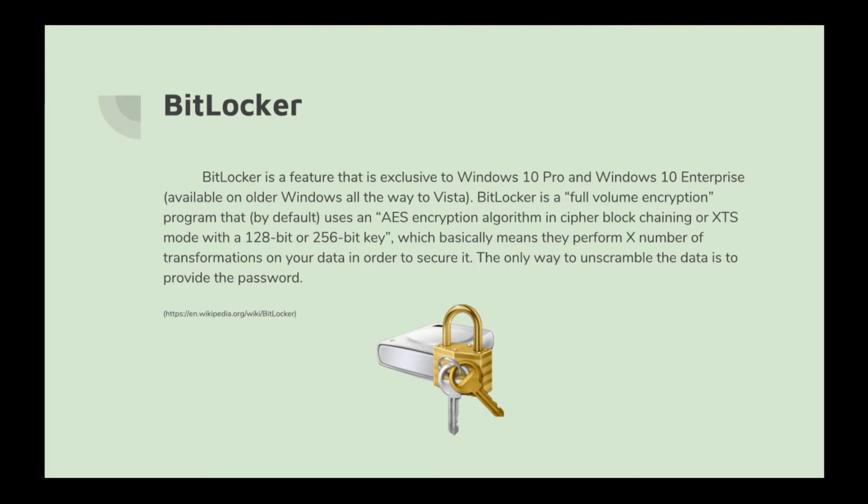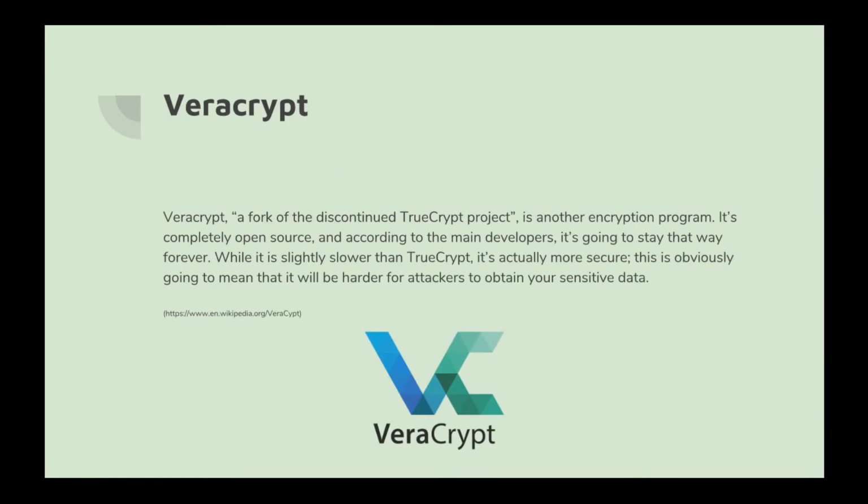BitLocker is a feature that is exclusive to Windows 10 Pro and Windows 10 Enterprise. It's not found on other Windows 10 versions, but it is found on other Windows versions, like Windows Vista, for example. It's a "full volume encryption" program that by default uses an AES encryption algorithm in cipher block chaining or XTS mode with a 128-bit or 256-bit key. In layman's terms, this means that it performs a number of transformations on your data in order to secure it. The only way to unscramble those transformations is to provide the key or password.